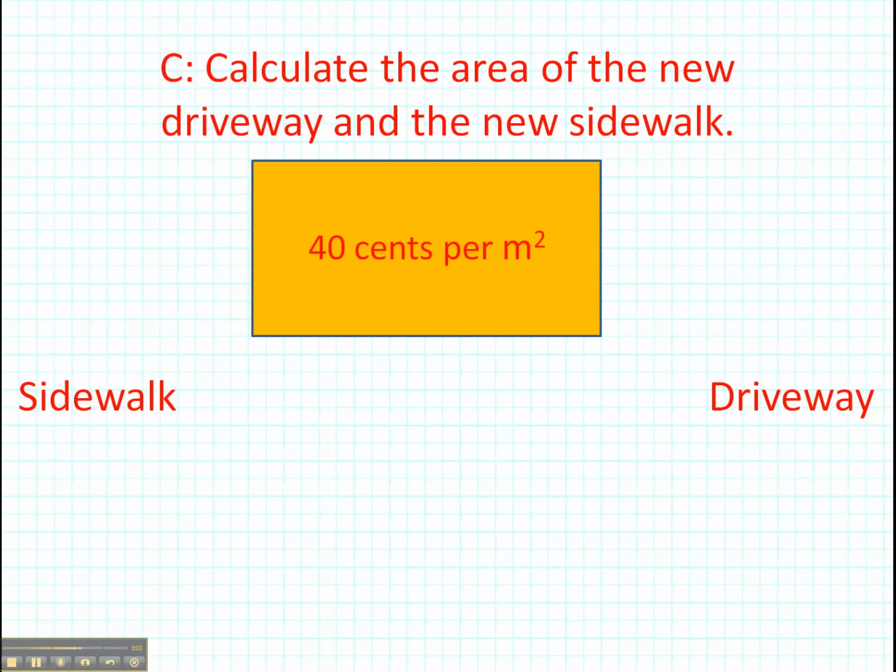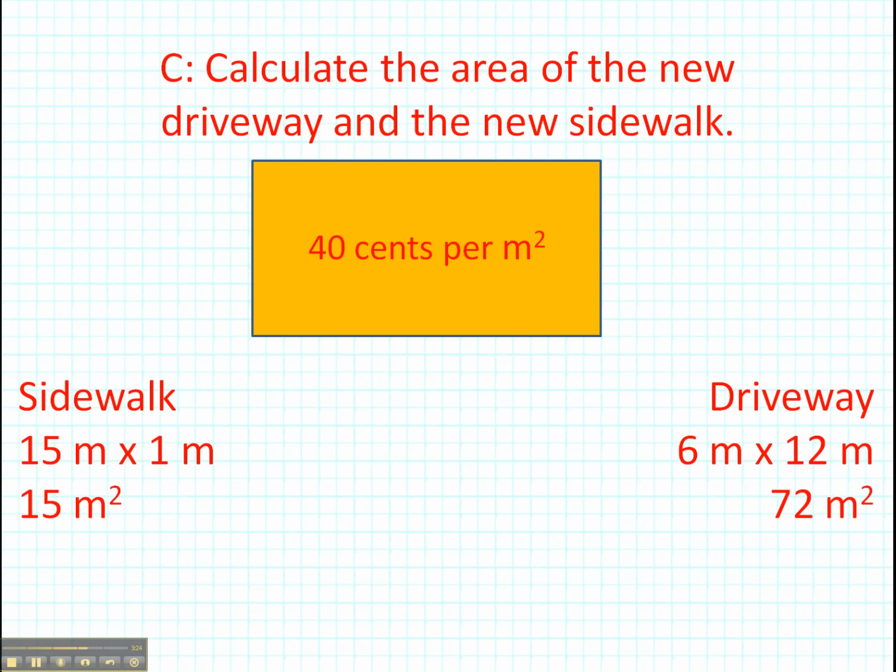C says calculate the area of the new driveway and the new sidewalk. Well, remember what we did? We multiplied this side by this side. So here we go. 15 meters by 1 meter is the sidewalk, and the driveway was 6 meters by 12 meters. 15 times 1 equals 15, so that means it's 15 meters squared. So the sidewalk is 15 of these big squares here. The driveway, 6 times 12, is 72 meters squared, so that means 72 of these big squares here that consist of 4 little squares.